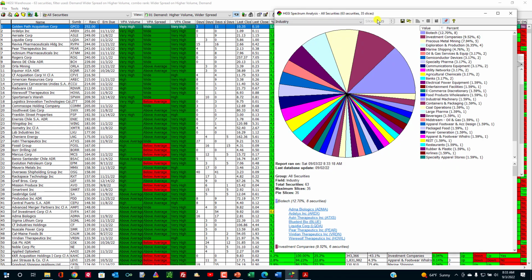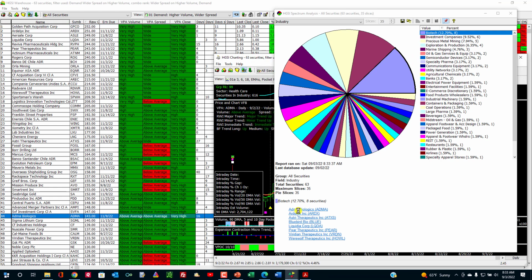Now if I click on this and I'm looking at the industries, you can see there was demand in biotechs. These are SPACs, metal and mining, exploration and production, marine shipping, and so on. The largest group was biotechs. So I'll click on this. I'll just bring up a biotech stock. I'll just click on the first one.